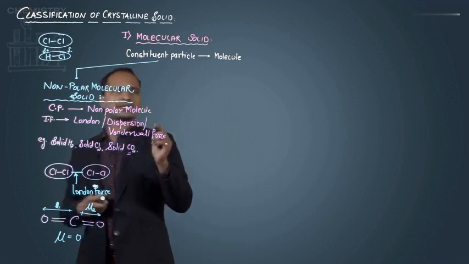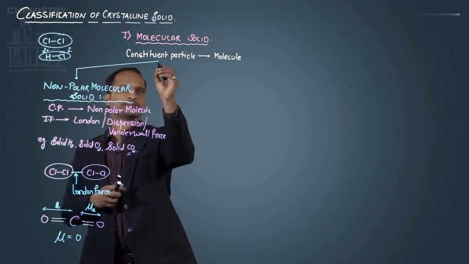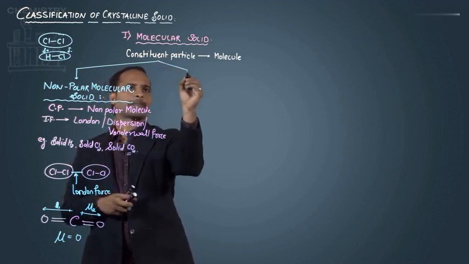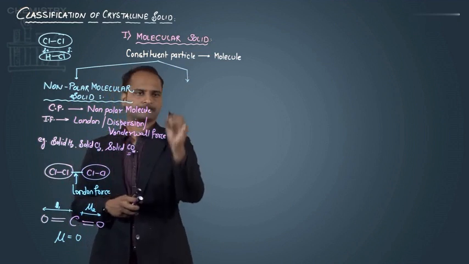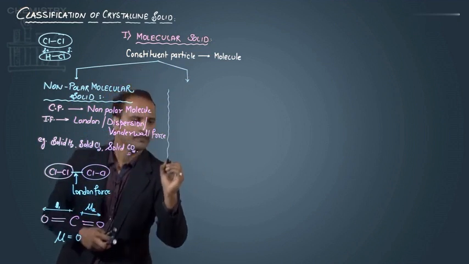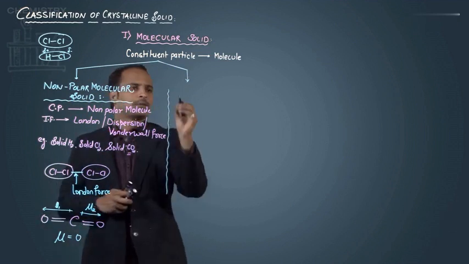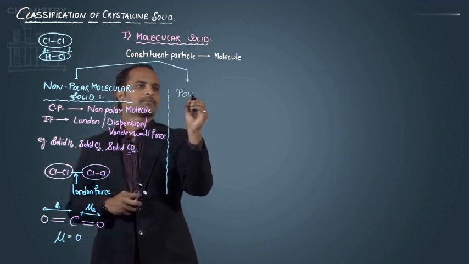Then after this, the second type of crystalline solid: polar molecular solid.